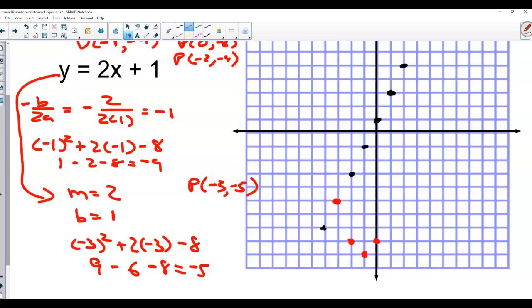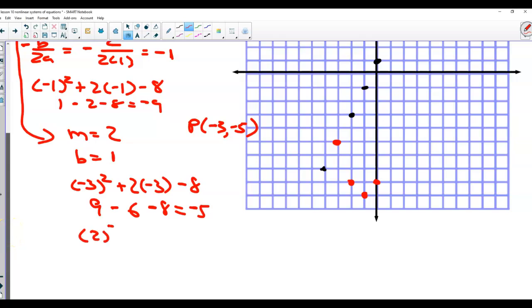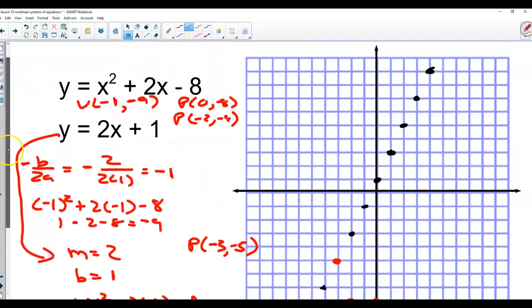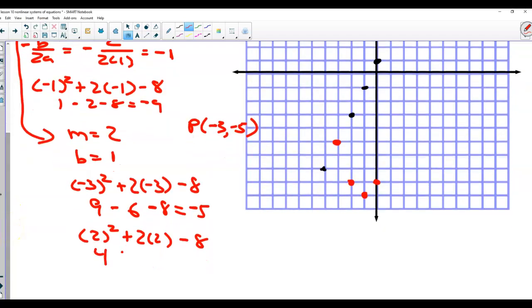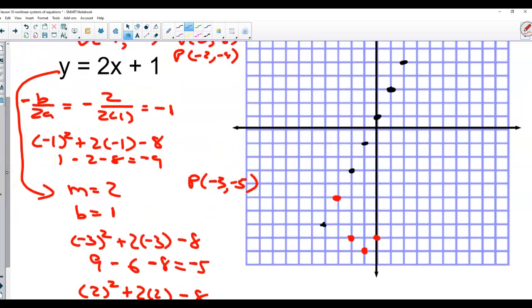Now, going the other direction, I'm looking at this as a rough sketch. I'm thinking the point 2 might hit. It's certainly not going to hit at 0, 1 because I'm still down here. But if I were to put 2 in for x, let's see what happens. 2 squared plus 2 times 2 minus 8. We get 4 plus 4 minus 8, and that's 0. So 2, 0 is a point on my graph.